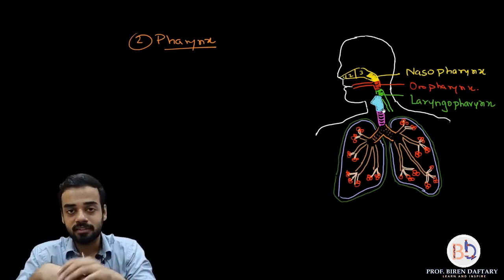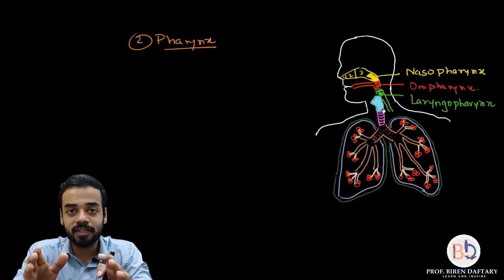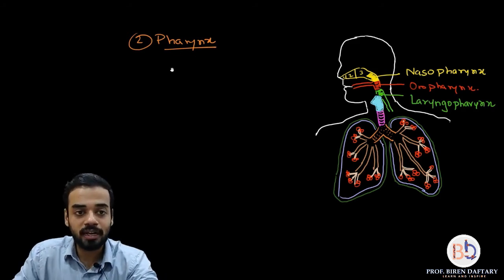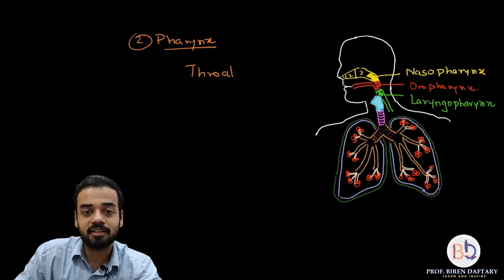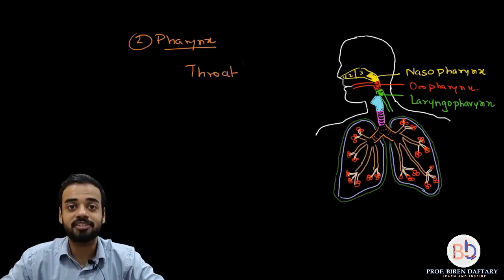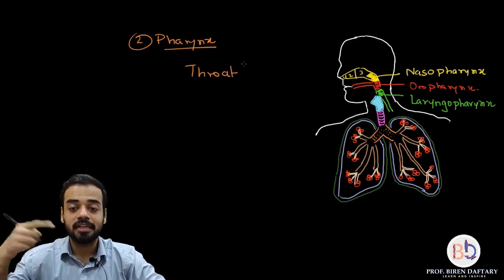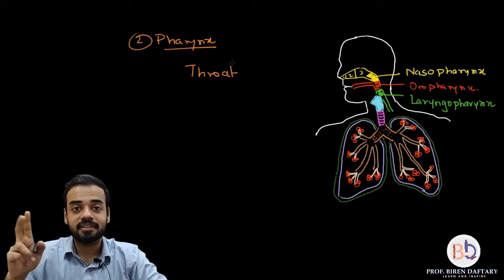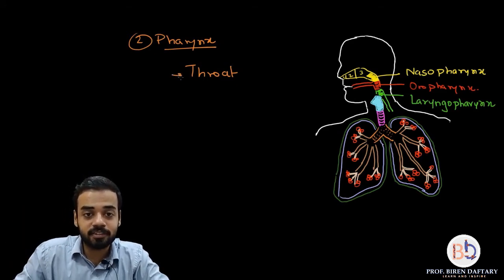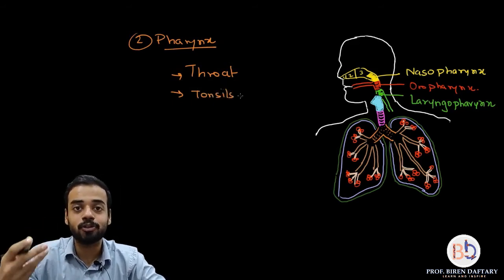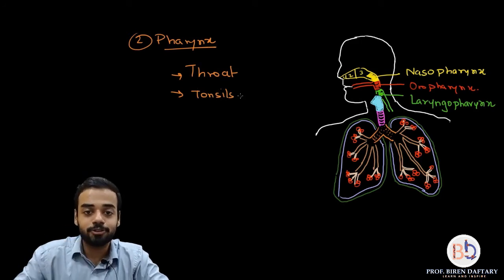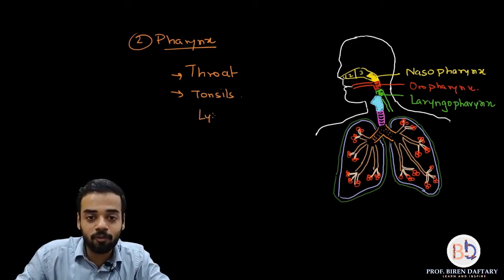Now there are certain things which you need to remember in the pharynx. The pharynx is also called the throat. We say that there is a throat infection or a cough, so throat is your pharynx. In the pharynx there are certain structures called tonsils. Everybody knows what tonsils are. Tonsils get inflamed or swollen during infection. Tonsils are basically lymphoid organs.